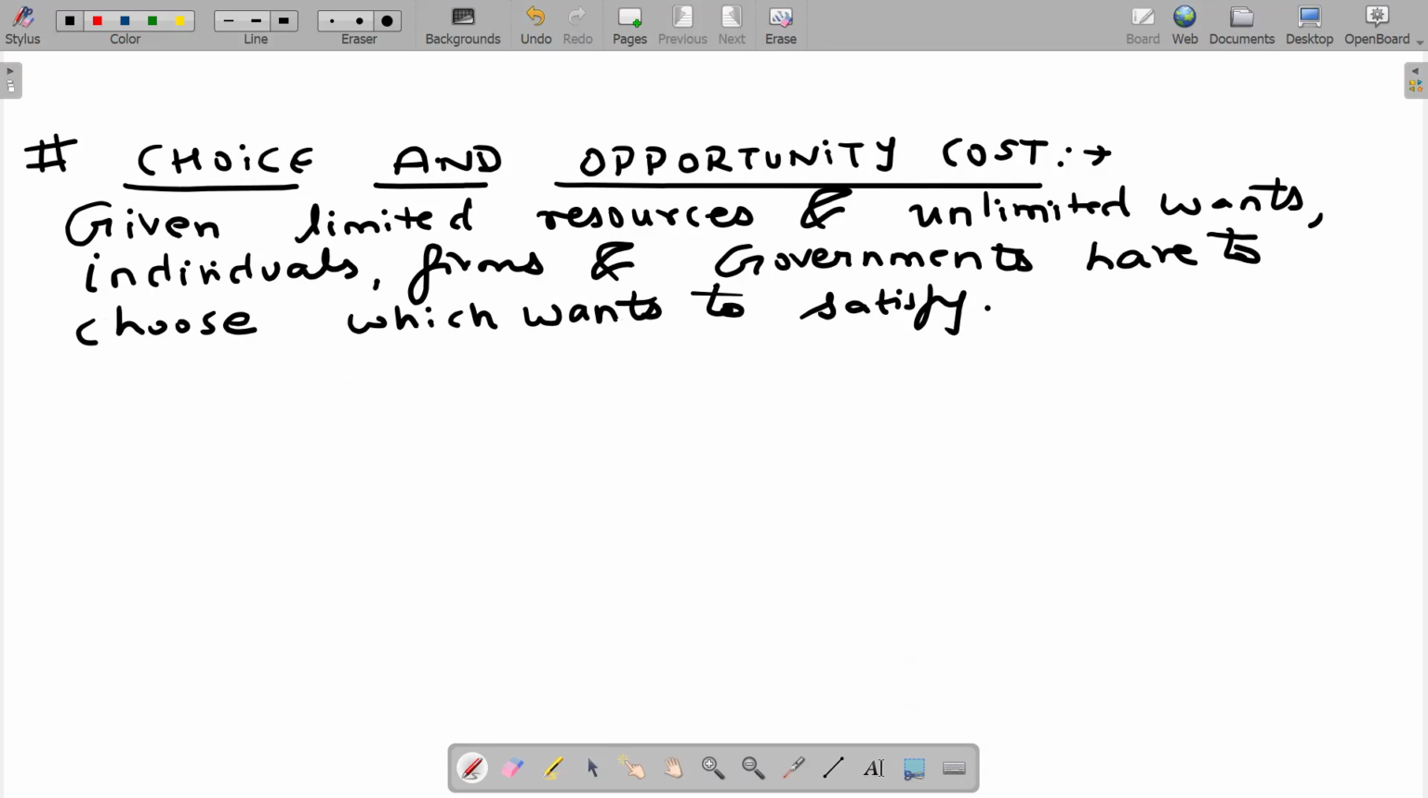Given the fact that resources are limited and the fact that our wants are unlimited, they never end, be it the individuals or the firms or the government, they have to choose which wants to satisfy. Obviously, the urgent wants need to be satisfied. Some wants can be delayed or postponed to the future, but some wants are very urgent and they need to be satisfied. So I can say that they have to make a choice.